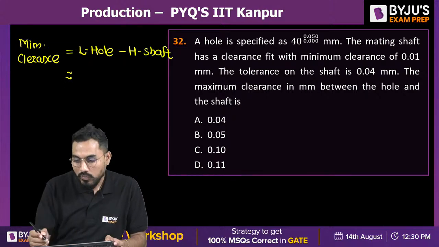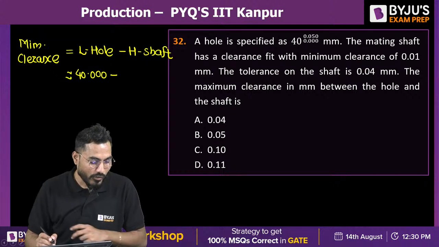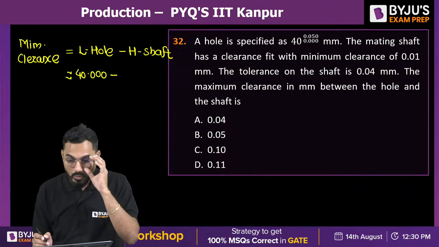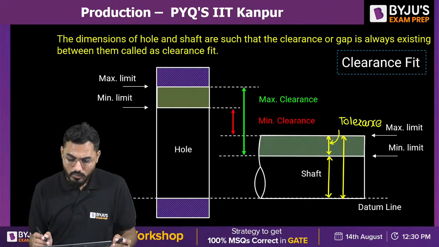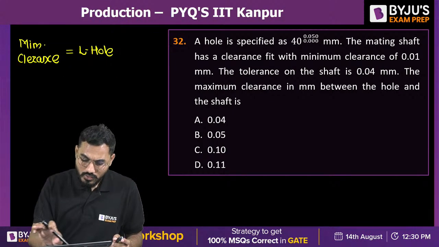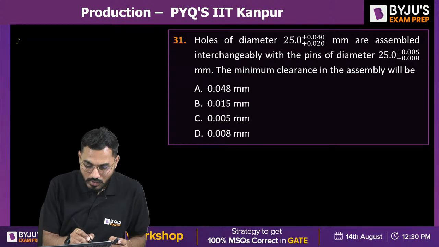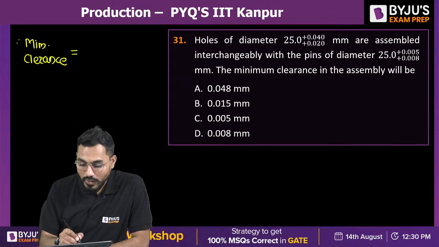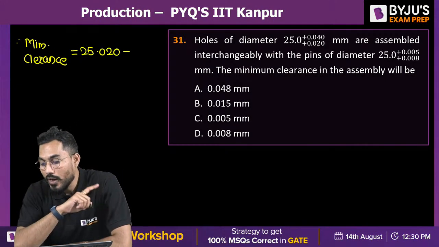What is the lower limit of the hole here? 40.000 minus higher limit of shaft. How much is the higher limit of the shaft? Okay, sorry, I should not write down here. This is the next question. This is not 40, so we have to come back here. Fine. So minimum clearance is exactly equal to lower limit of hole. What is the lower limit of the hole? 25.020 minus higher limit of shaft. How much is the higher limit of the shaft?